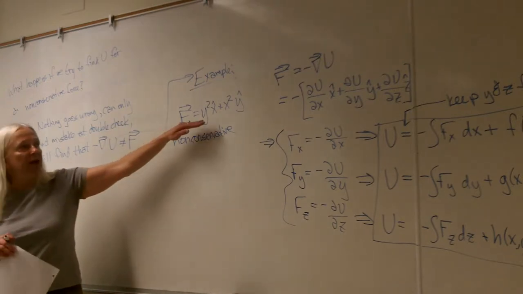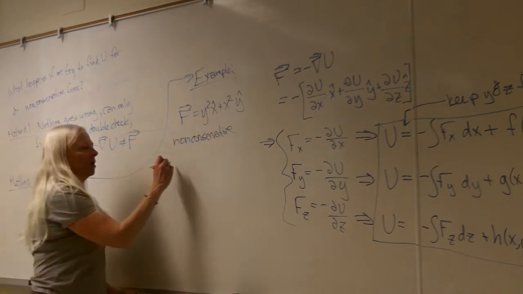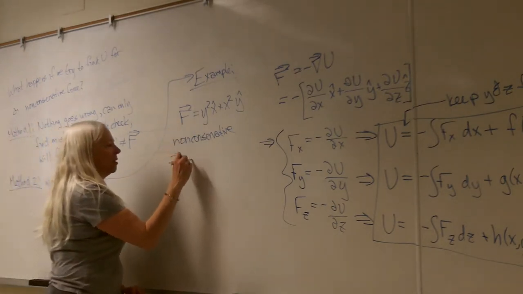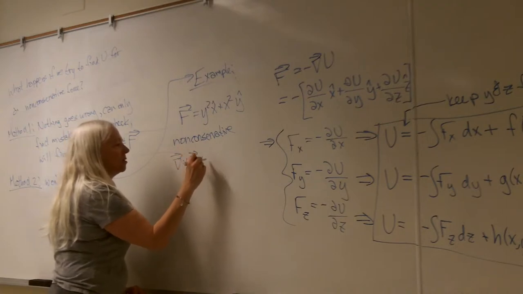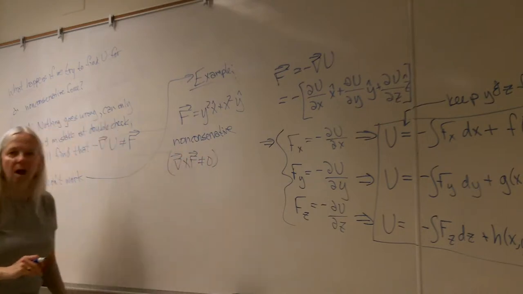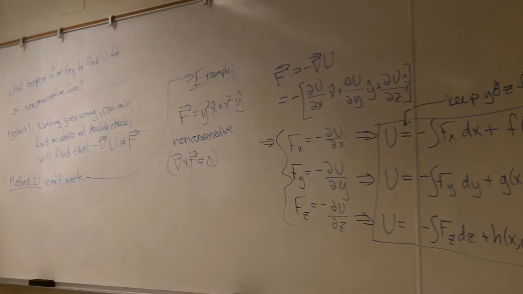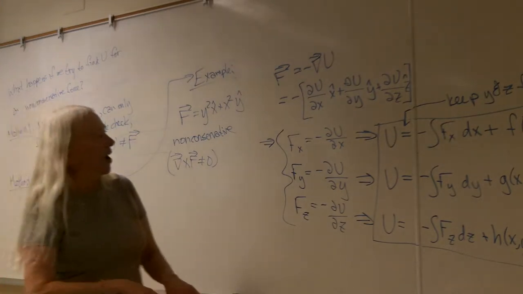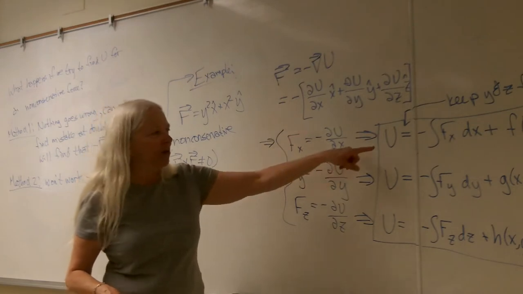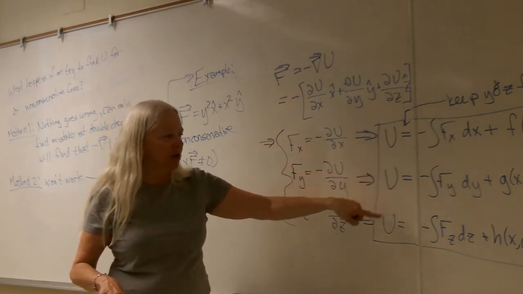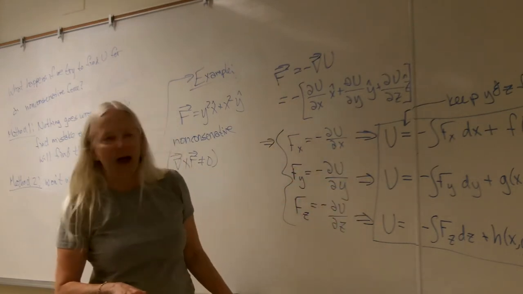We also double-checked that the curl of this was non-zero, and that tells us it's not a conservative force. So let's say we didn't know it was non-conservative, and we're going to try to find a potential energy for it anyway, using method two, and that means using these three equations right here. Let's see what happens.